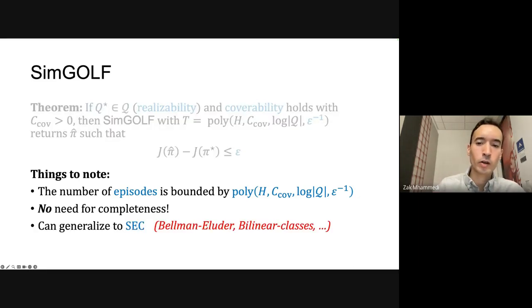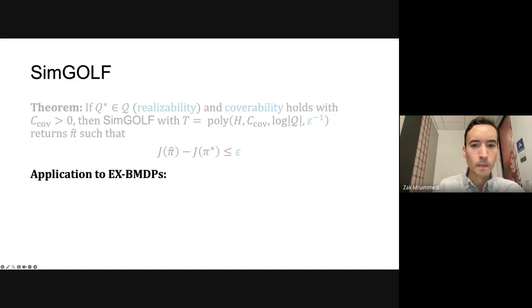As I mentioned earlier, this result can easily be generalized to cover the finite SEC so that we can recover sample efficient results for Bellman classes and so on. And as a bonus, we show that you can use SimGolf to tackle the exogenous block MDP setting efficiently.